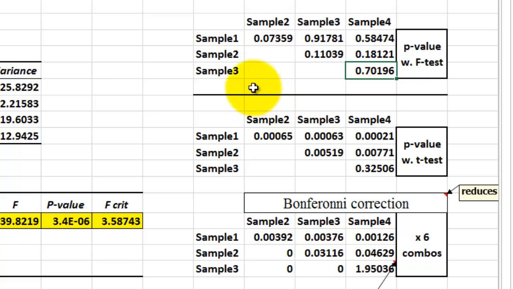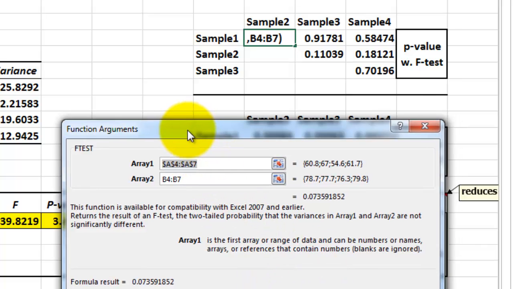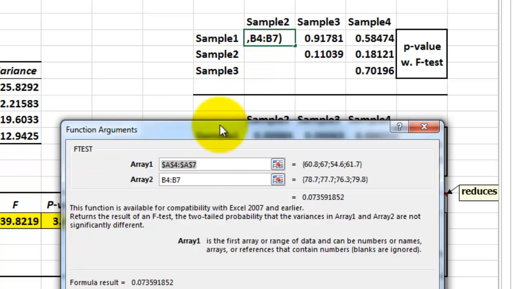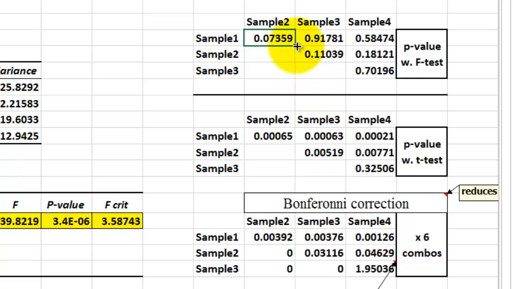So, just in case you are interested, you could say sample 1 versus 2 versus 3 versus 4. We are going to use the F-test. The F-test is a very simple test for variances. Array 1 versus array 2. I am making the first array absolute because I'm going to copy it to the right. The second array is sample 2, and I make that relative. I don't lock it, so it will change into C, into D, and I copy it to the right. That would be the F-test, and then you do something similar for sample 2, etc. So that was the F-test that says that there is a high probability that the variances between sample 1 and 3 are random.